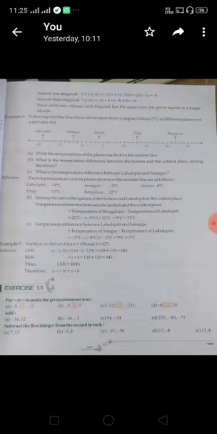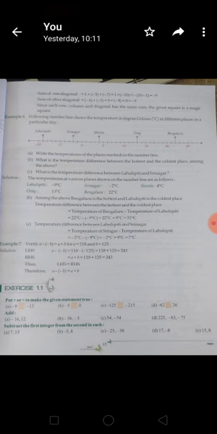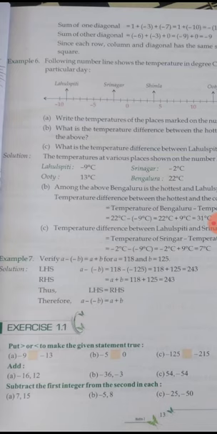And now we are coming to the exercise. Then after that we will discuss a few examples. If you have any problem in the exercise or in the examples, tell me. Exercise 1.1, question number 1. First see there: put the sign to make the given statement true.